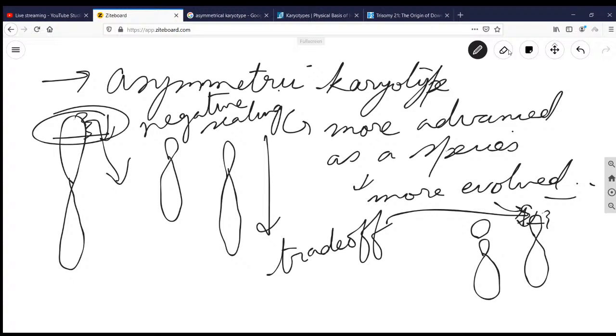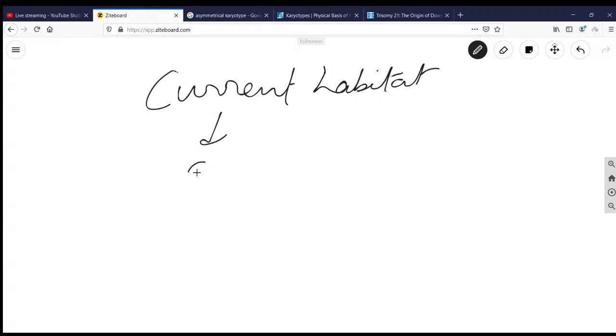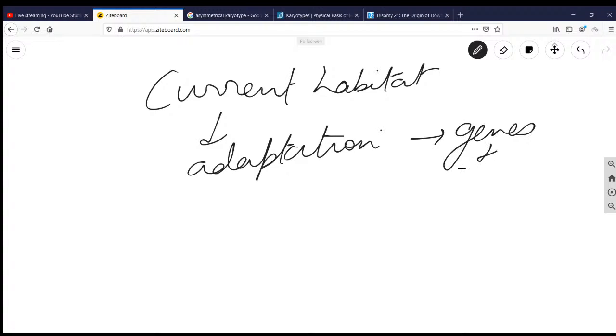Evolution doesn't mean that you are the best. Evolution means, as per the current habitat, you have been able to adapt. So it is nothing but adaptation. But adaptation will happen how? If the genes acquire variation. Variation means change in nucleotide sequences. So that can be done like that.